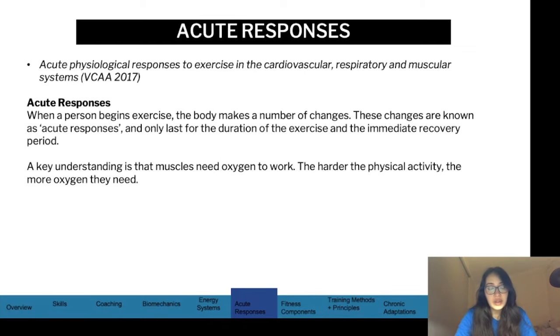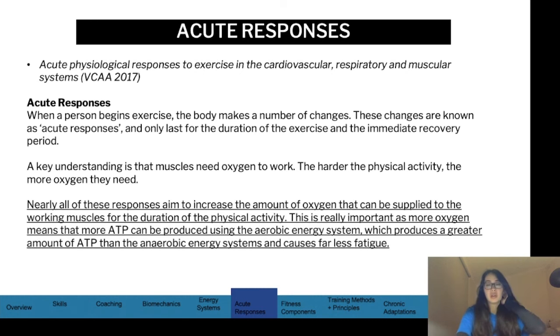So what are acute responses? When a person begins exercise, the body makes a bunch of different changes. These changes are known as acute responses and only last for the duration of the exercise and immediate recovery period. So the muscles need oxygen to work. The harder the physical activity, the more oxygen they need. And so a lot of these acute responses actually revolve around getting more oxygen to the muscles.